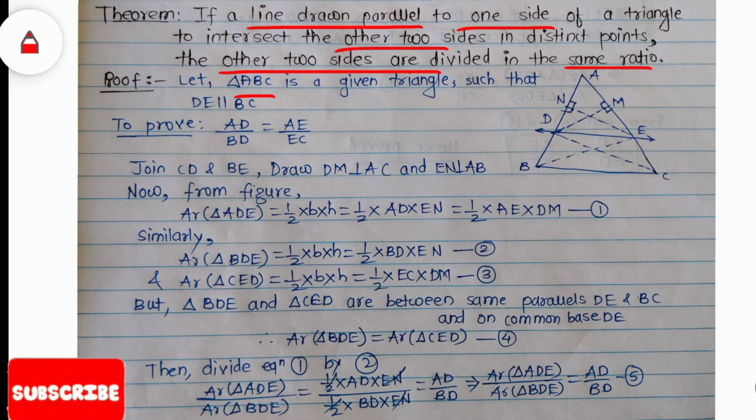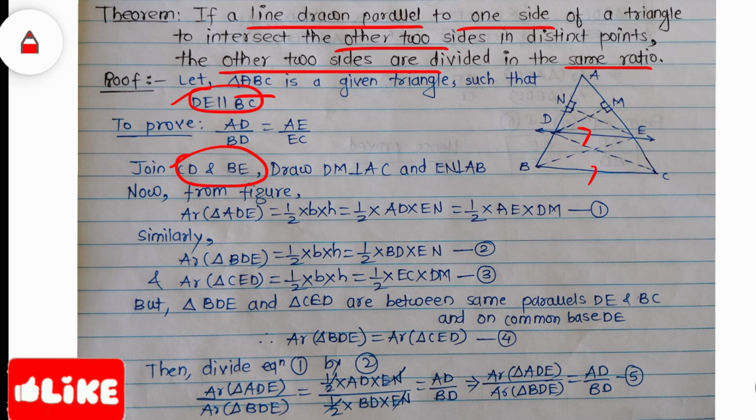What is given here: triangle ABC is a given triangle such that DE is parallel to BC. You can see here DE is parallel to BC. That is one line. What we have to prove is that AD upon BD is equal to AE upon EC. Now we will do some small construction. We have to join C, D and B, E. These are the two points which are given.